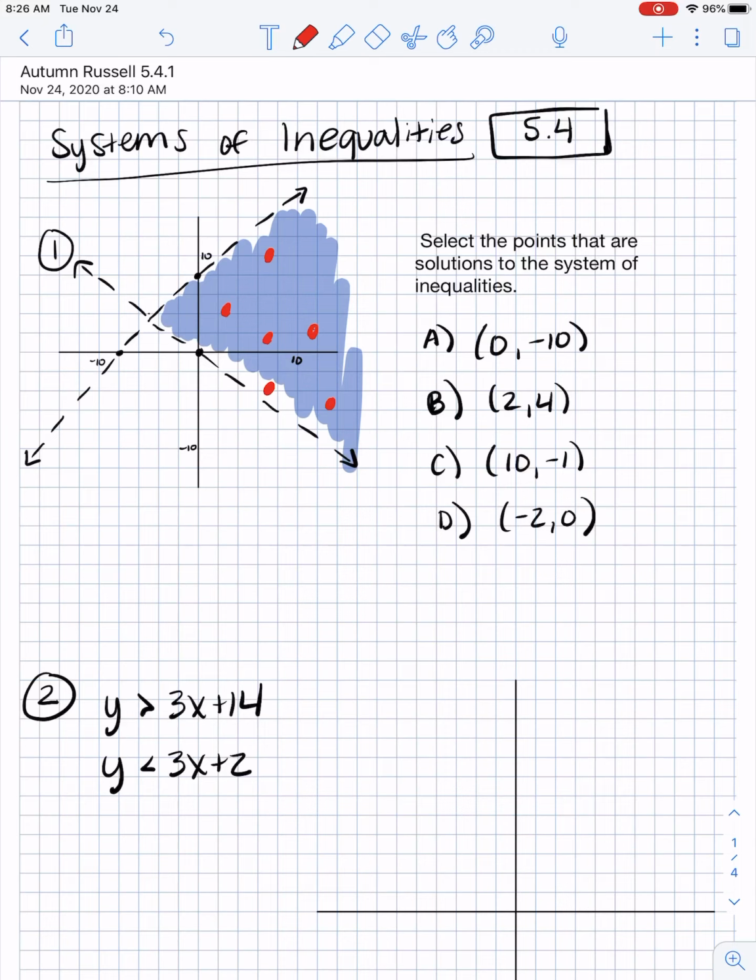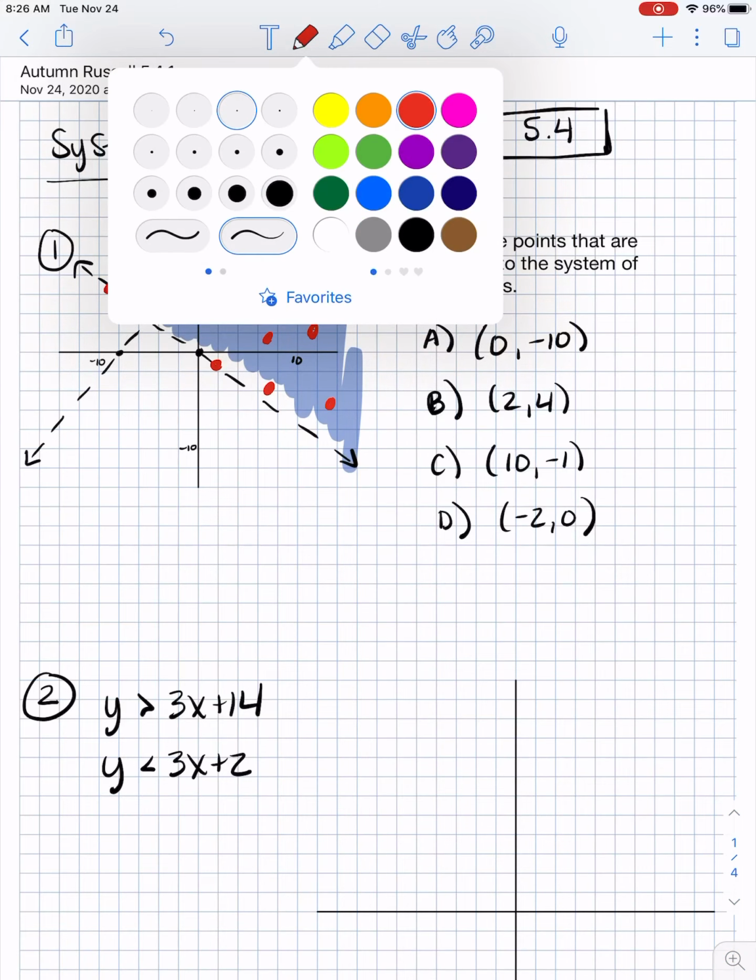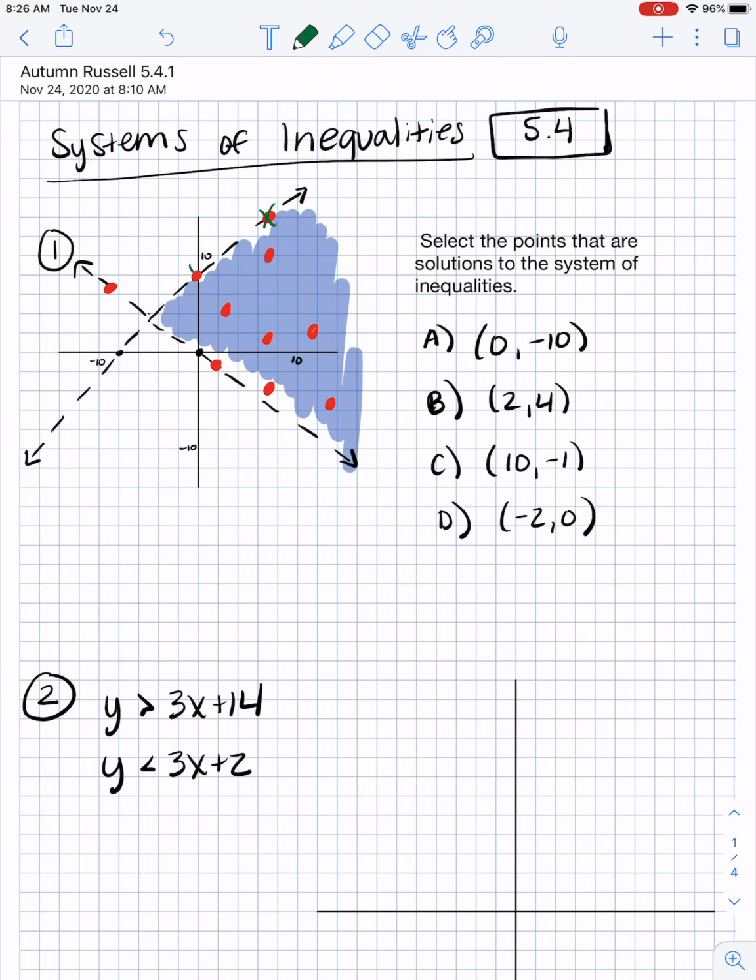Now, because the lines are dashed, if I have a point that's exactly on the dashed line, it doesn't matter if it's close to the shaded blue area or not, if it's on the dashed line, it is not a solution. But if that line were a solid line and there was a point on the line, it would actually be a solution, okay? So those red points that I just put, none of these are actually solutions because they're on a dashed line. All the other red points would be solutions.